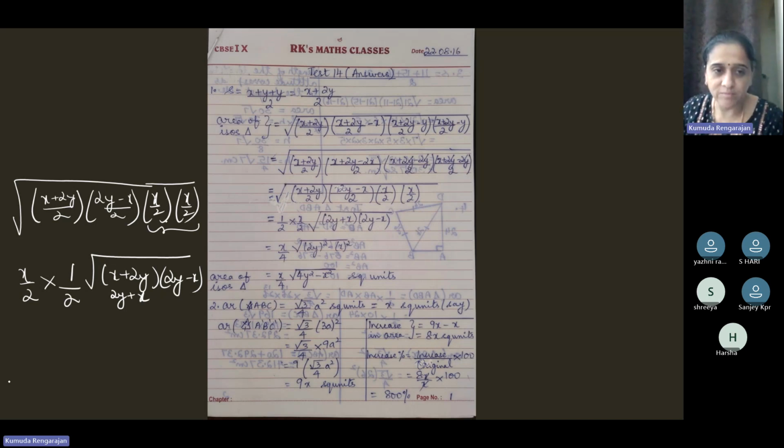We'll do that again. x by 2, there is a 2 under the square root, so one x by 2 comes out. Then in the denominator there are two 2s, so one 2 comes out, but it must be written in the denominator, so write 1 by 2. So x by 2 into 1 by 2 comes out of the square root. Now what remains under the square root? 2y minus x and 2y plus x. So 2y minus x into 2y plus x remains under the square root.